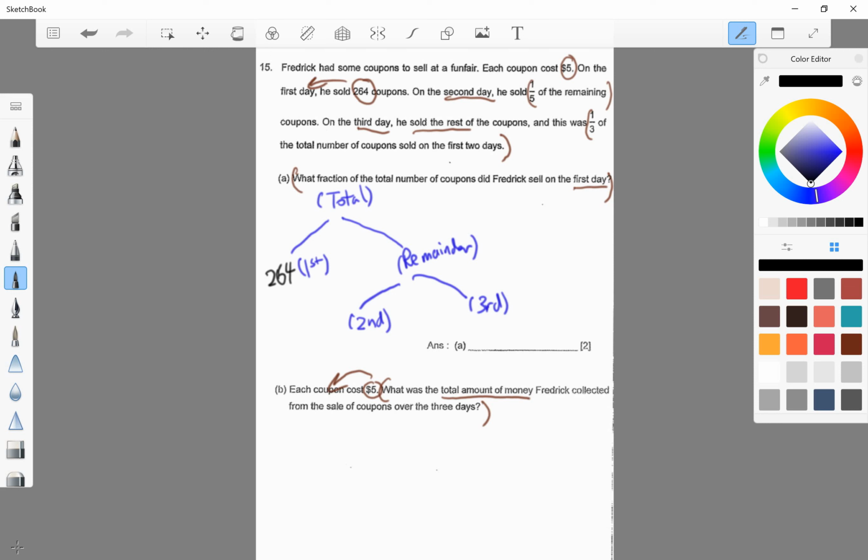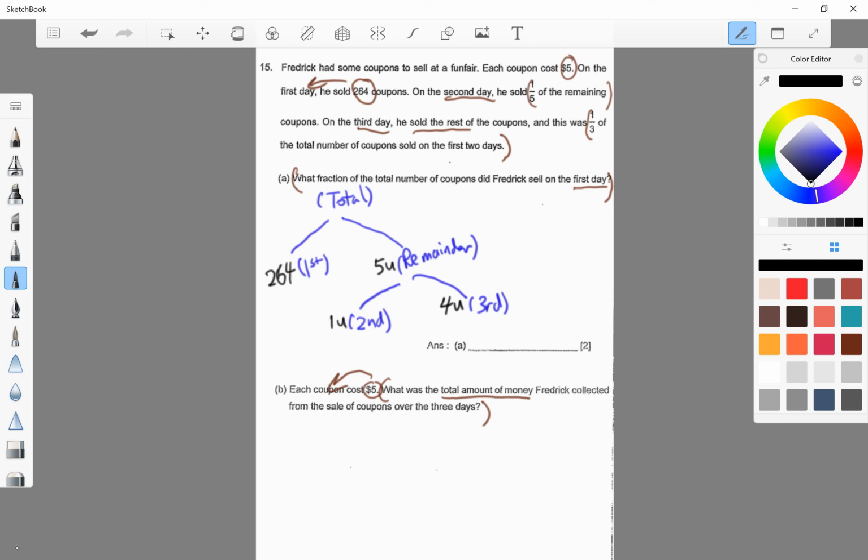Then moving on, I realized that for my remainder there's a denominator 5. That means that my remainder's total is 5 units, and 1 unit will go to the second day, and definitely based on number bond, the third day must contain 4 units. Okay, must contain 4 units. So the question is saying that on the third day, he sold the rest of the coupons, and this was 1/3 of the total number of coupons sold on the first 2 days. Okay, so there's a little bit of a twist down there.